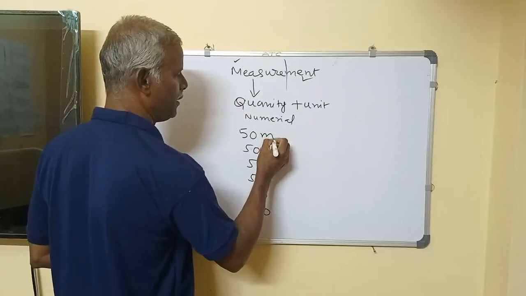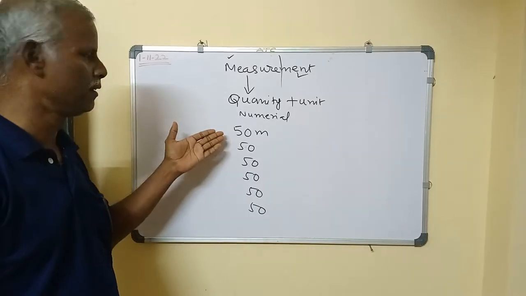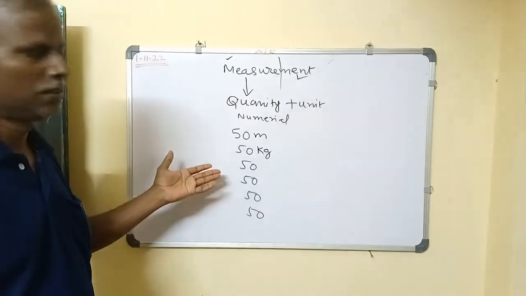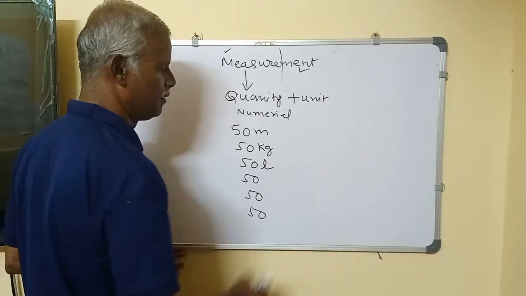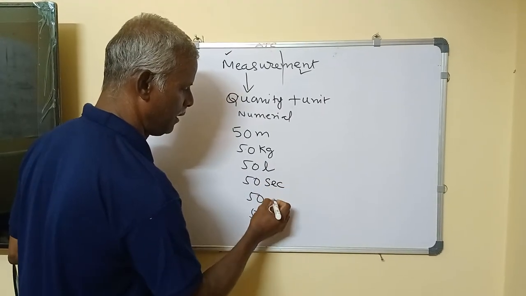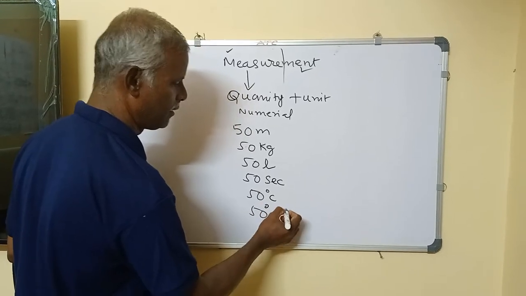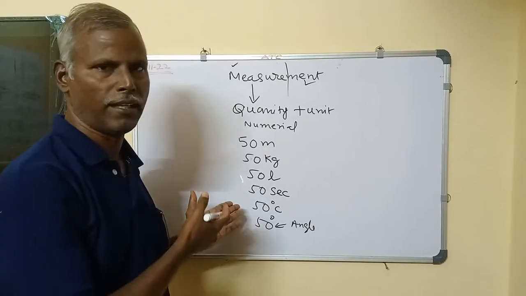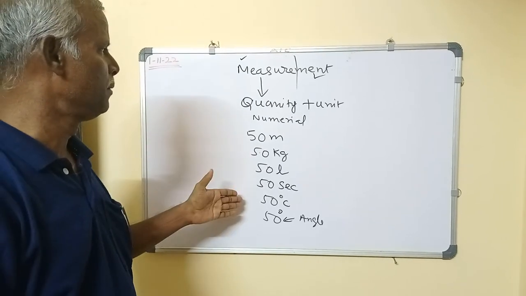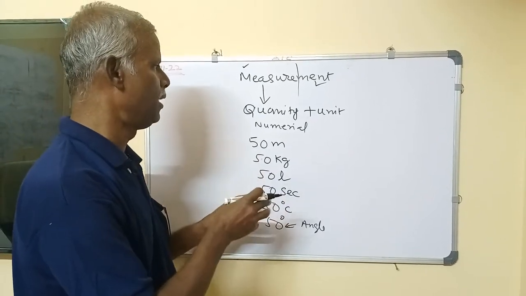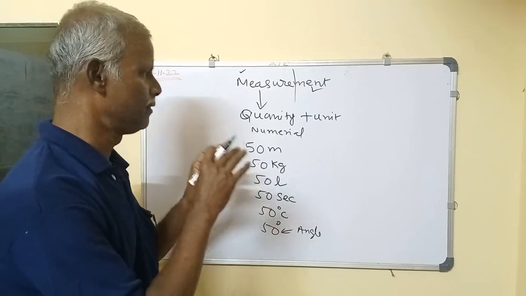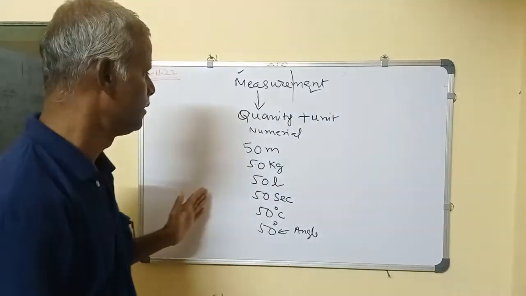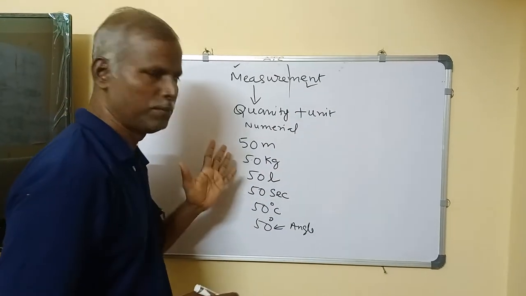For example, 50 meter. 50 meter shows length. Another, 50 kilogram. See the difference. Next one is 50 liter, 50 second, 50 centigrade. 50 degree, this degree is understood for angles: 50 degrees, 80 degrees, 100 degrees. This is angle. So measurement means we know the size of an object or process, as a numerical value plus units. This is measurement.